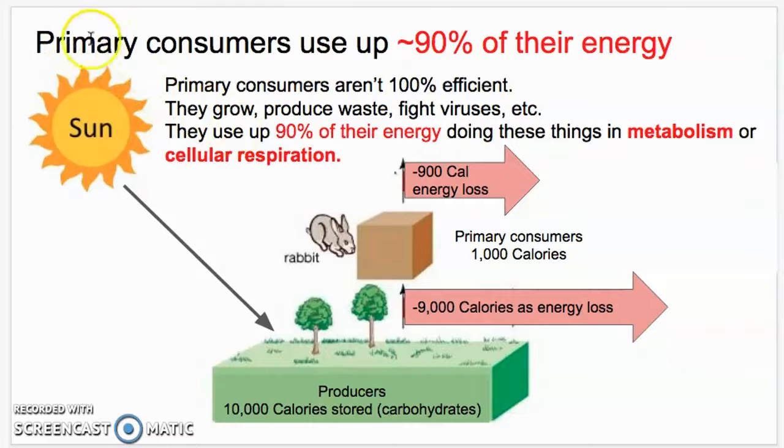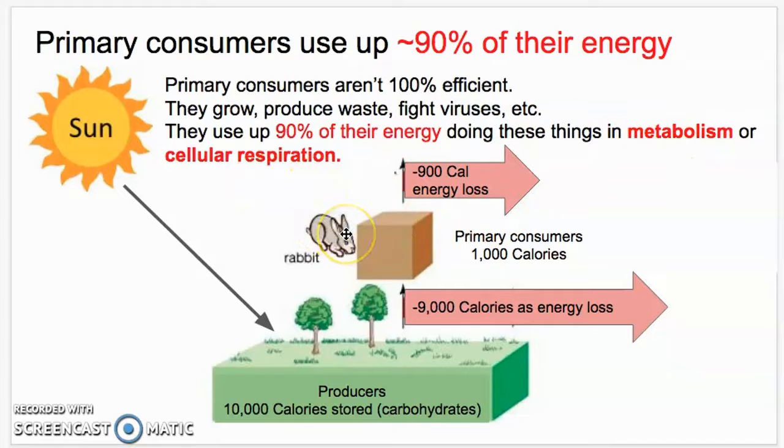Now these rabbits, the primary consumers, are going to use up 90% of their energy. Primary consumers aren't 100% efficient. They grow, produce waste, fight viruses, etc. They use up 90% of their energy doing these things in metabolism or cellular respiration.